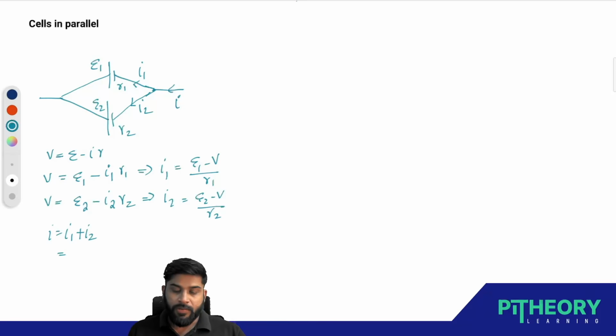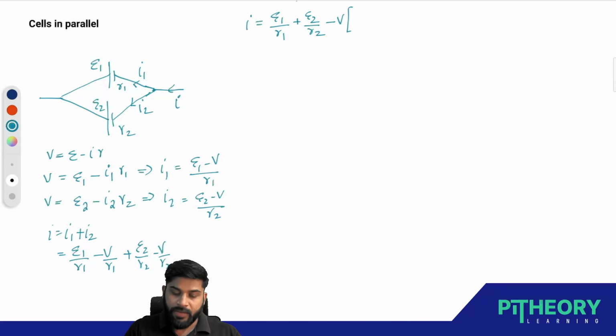And that will be equal to what? Let's substitute the values here. Epsilon 1 divided by R1 minus V by R1, correct? Plus epsilon 2 by R2 minus V by R2, we can write. Okay, so how do you simplify this now? I is equal to epsilon 1 by R1 plus epsilon 2 by R2. Taking V common, you'll get V into 1 by R1 plus 1 by R2.